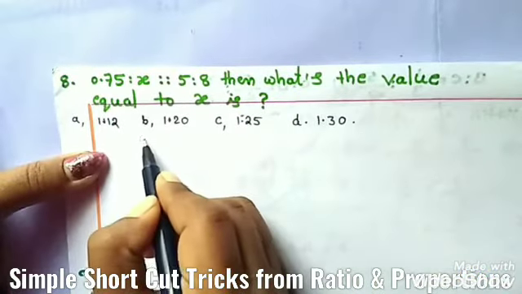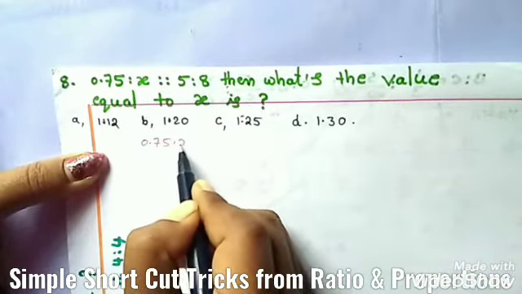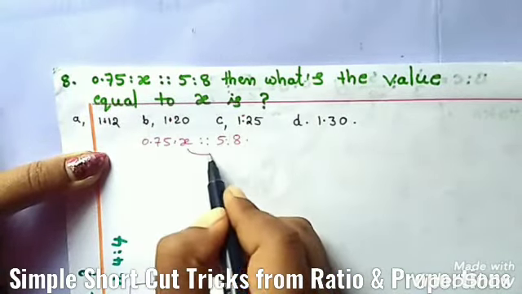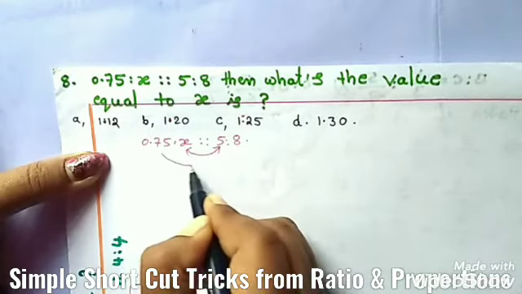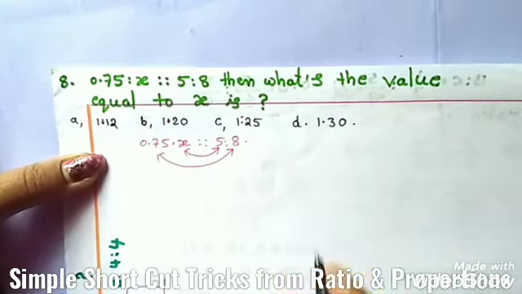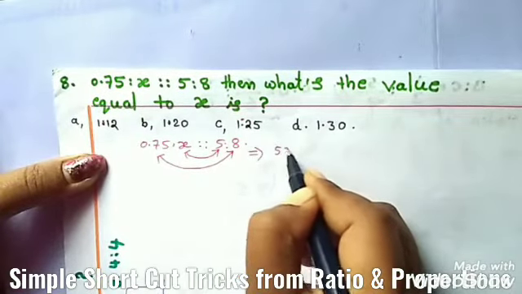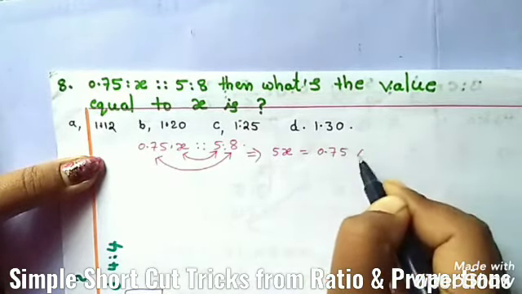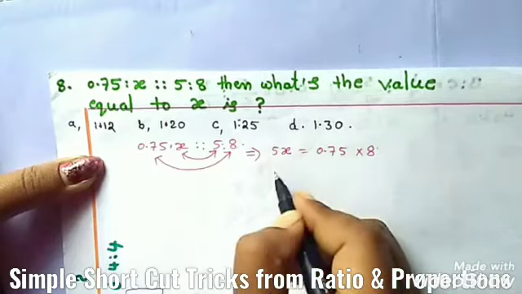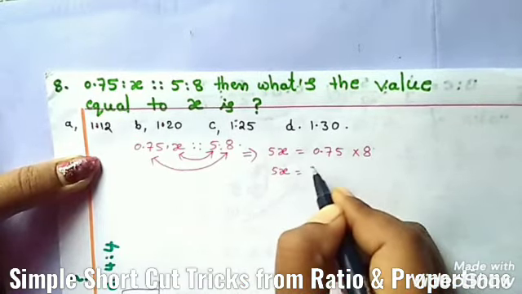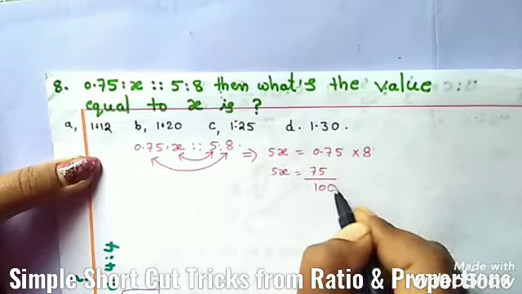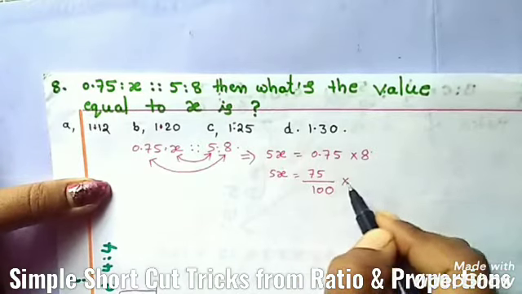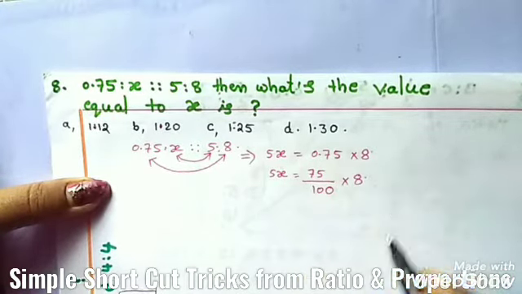Okay. Now you should write here 0.75 is to x, 5 is to 8. These two are the means and these two are the extremes. Now from this you can write like this, 5x is equal to 0.75 into 8. Simply, this 5x is equal to 75 by 100 into 8. You should write 0.75 as 75 by 100.